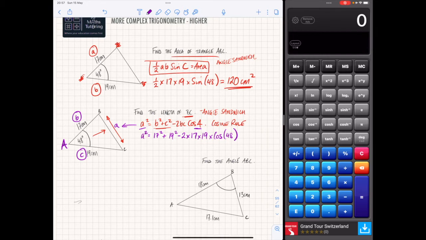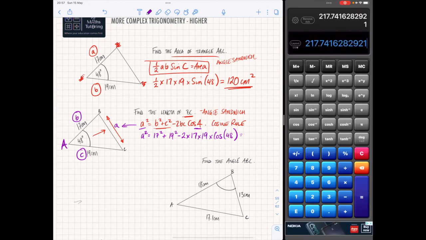So if we type that into our calculator, we're going 17 squared plus 19 squared minus 2 times 17 times 19 times cos 48. That gives me an answer of 217.742.